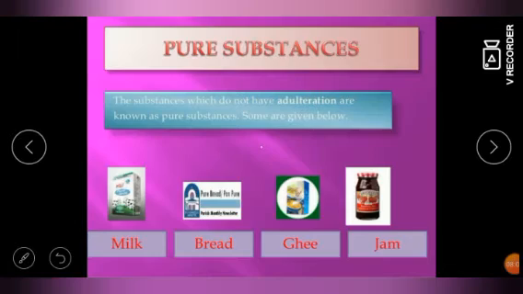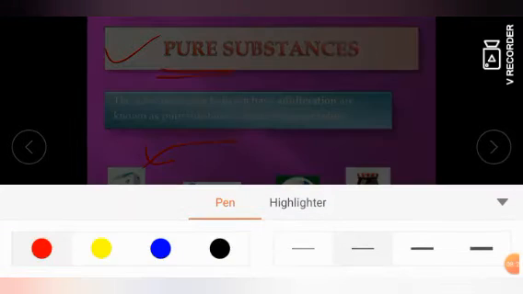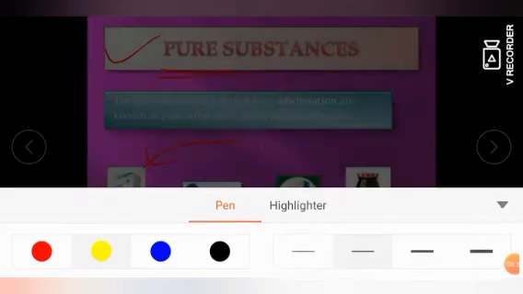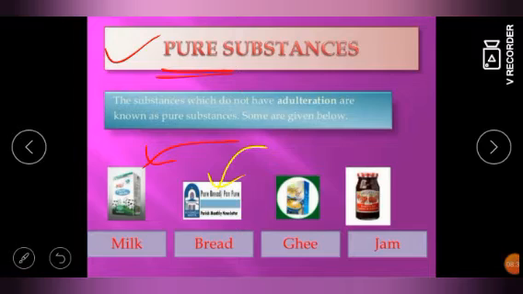Okay, so now let's understand in detail what a pure substance is. You already know it is that substance which is made up of a single substance. The substances which do not have adulteration, meaning mixing, are known as pure substances. Milk is an example of pure substance, bread is an example, ghee is an example, jam is an example, which are present in your kitchen.